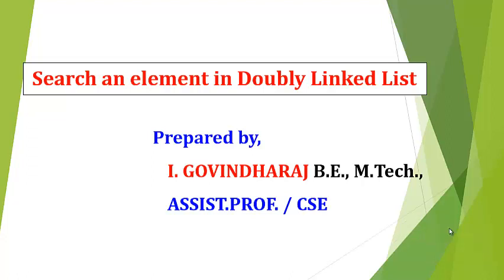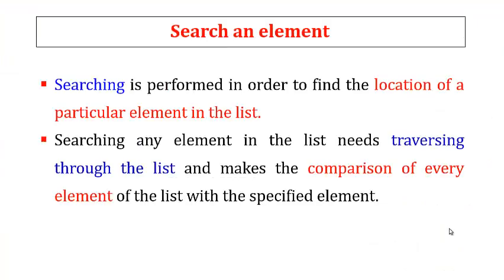So welcome, all, to the next video lecture in data structures, that is, searching an element in a doubly linked list. Okay, so what is searching? Searching is where we find out whether a specific element is present in the linked list or not. If the element is present in the linked list, it means the element is found at the corresponding position. That should be displayed to the user.